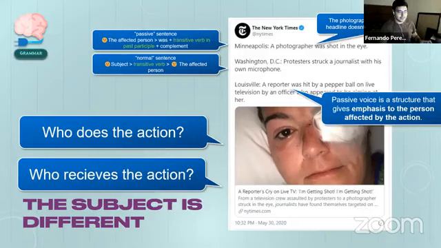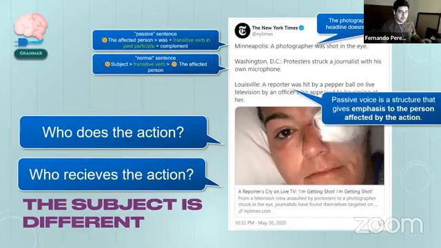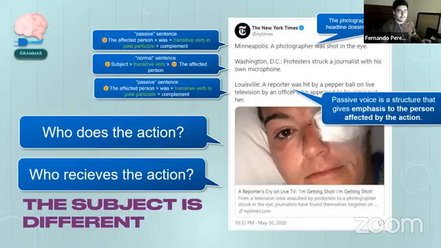And the third example contains the connector of author. What is the connector for author? By. Actually, wait. The third one is passive. Yeah. Connector by, and then the doer. Okay.